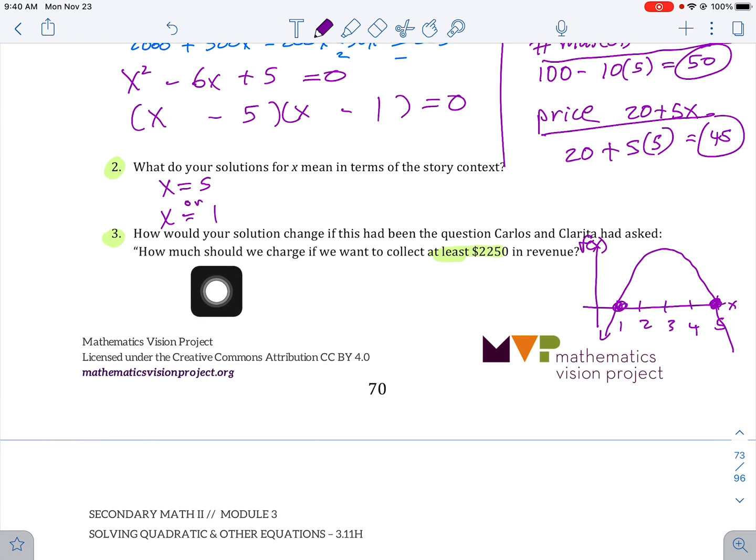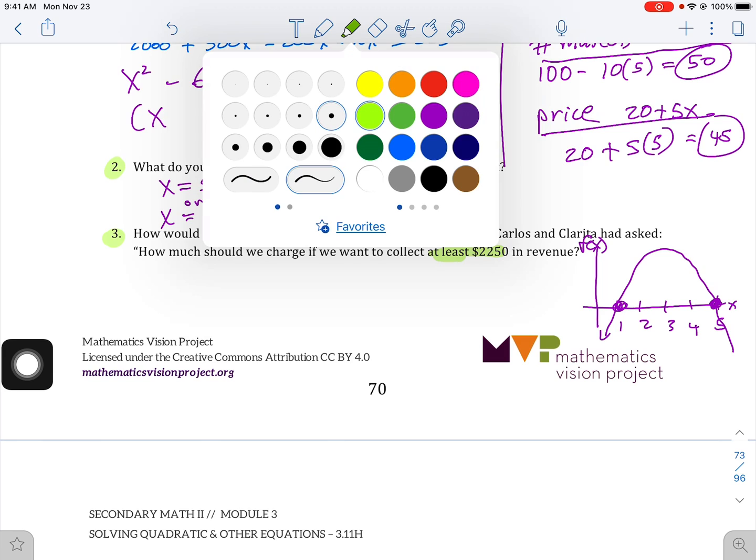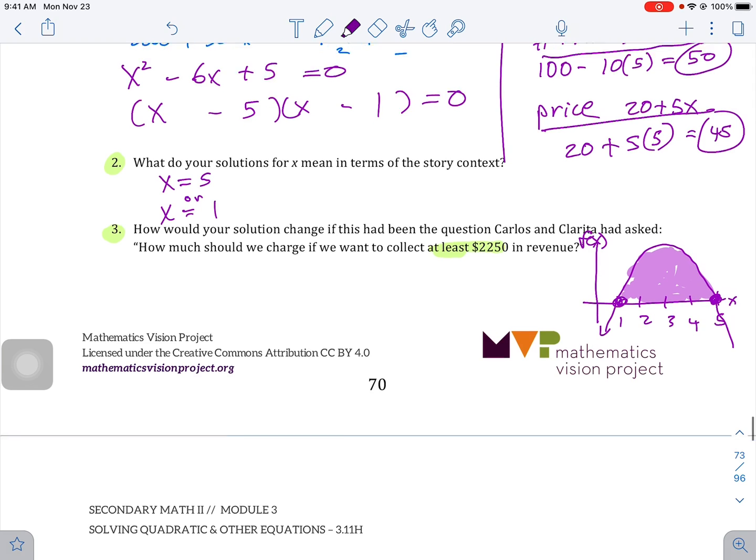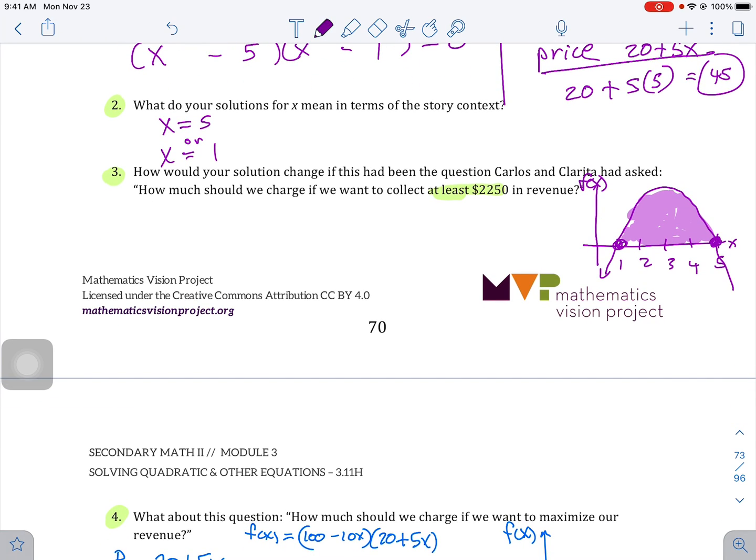Now the question is, how would it change if it's at least 2250? So after we solved it, it's at least 0. So what we want is this area here. This is when it's greater than 0, or greater than 2250 before you solve it. So one way to do this is to say that x is greater than or equal to 1, and you could say that x is less than or equal to 5.